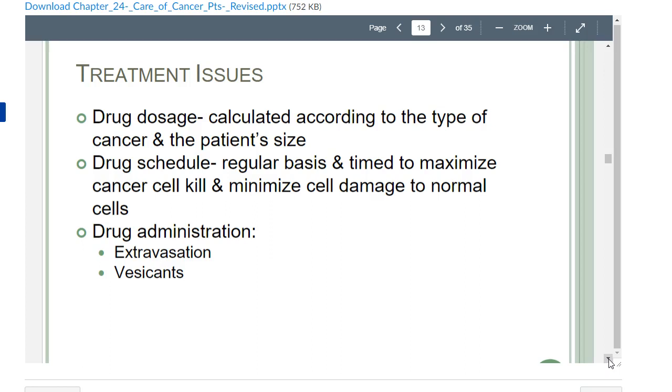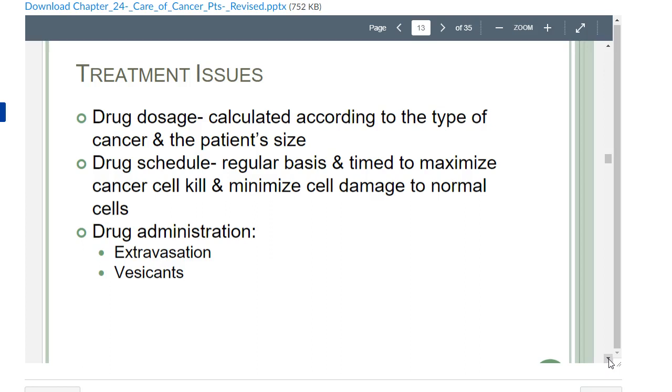Of course, treatment issues: drug dosage is calculated according to the type of cancer and the patient's size. They develop a schedule, okay? Regular basis and time to maximize cancer cell kill and to obviously minimize cell damage to normal cells, okay?